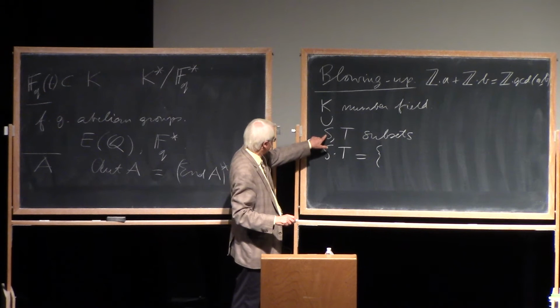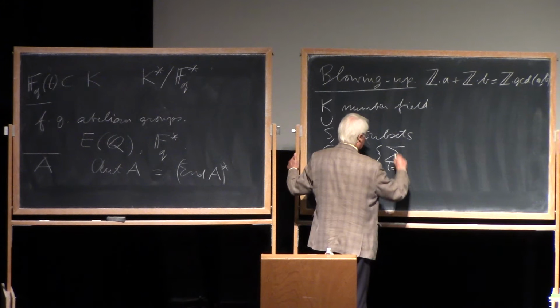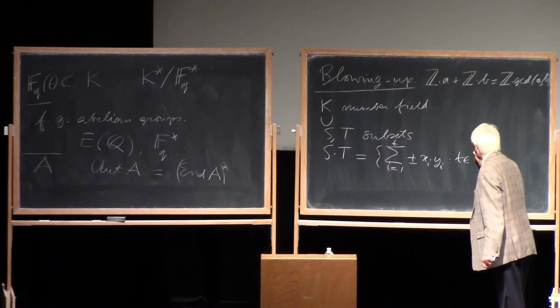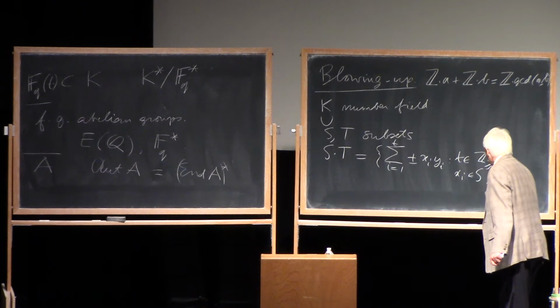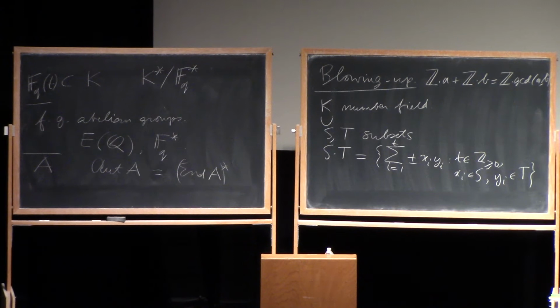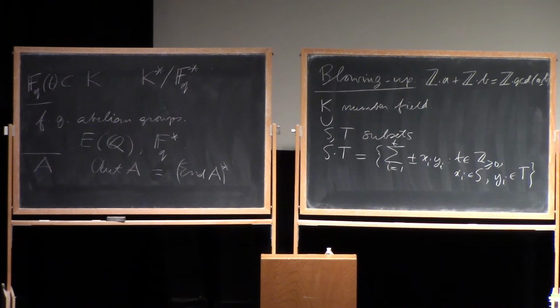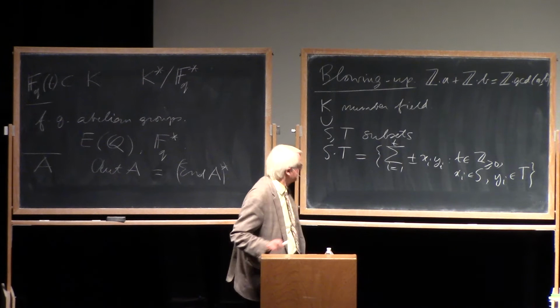So that consists of all finite sums plus or minus x_i y_i, where plus or minus is plus or minus, x_i is in S, y_i is in T. So this is an additive subgroup of K. It is in particular non-empty, as the empty sum is always in there. So an important notation that I will be using all the time.